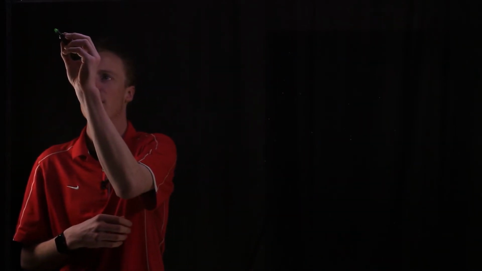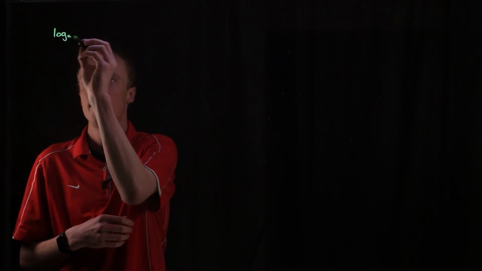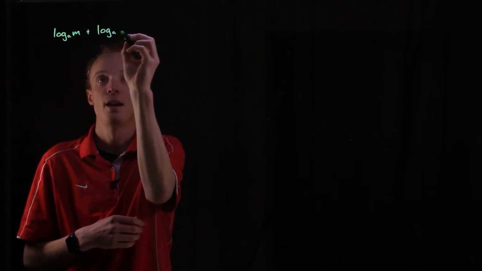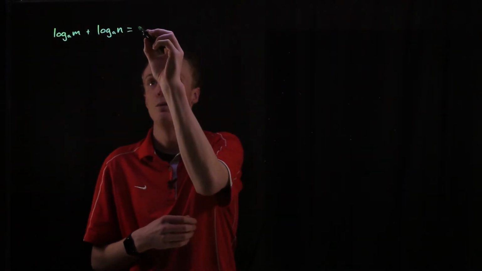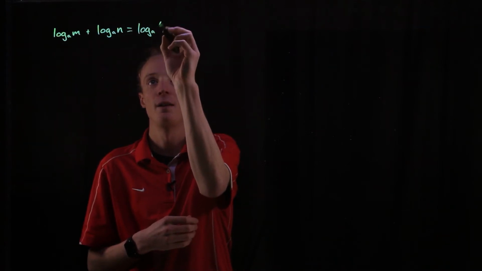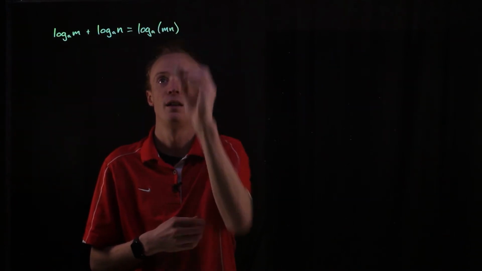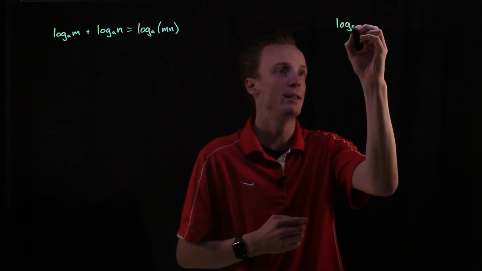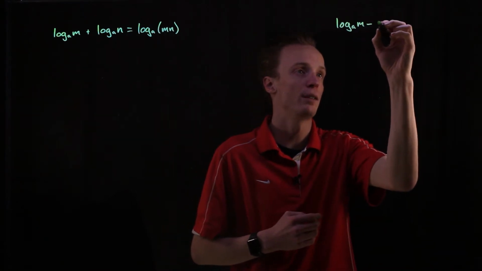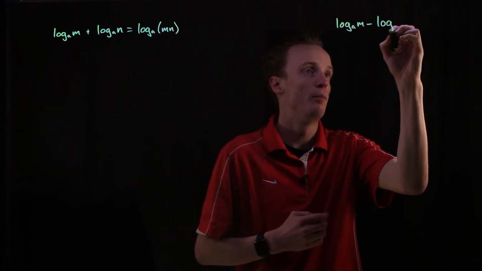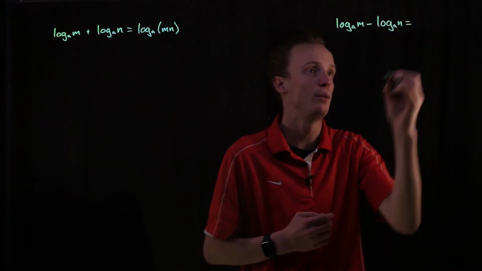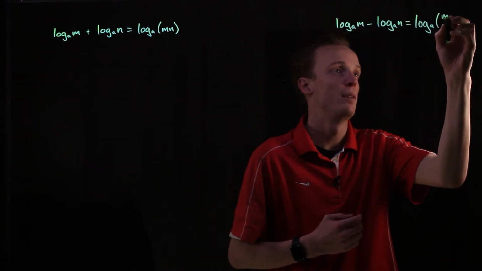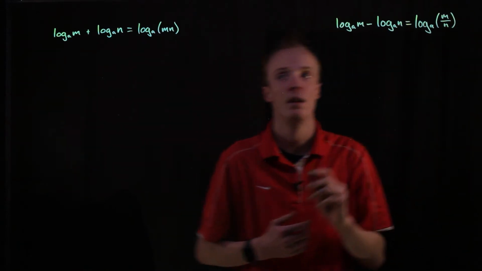The product law says that if I've got the logarithm of base a to the m and I add it with the logarithm of base a to the n, this will equal the logarithm of base a of m times n. And the quotient law says that if I've got the logarithm of base a to the m and I subtract the logarithm of base a to the n, this will be equal to the logarithm of base a of m divided by n, like that.